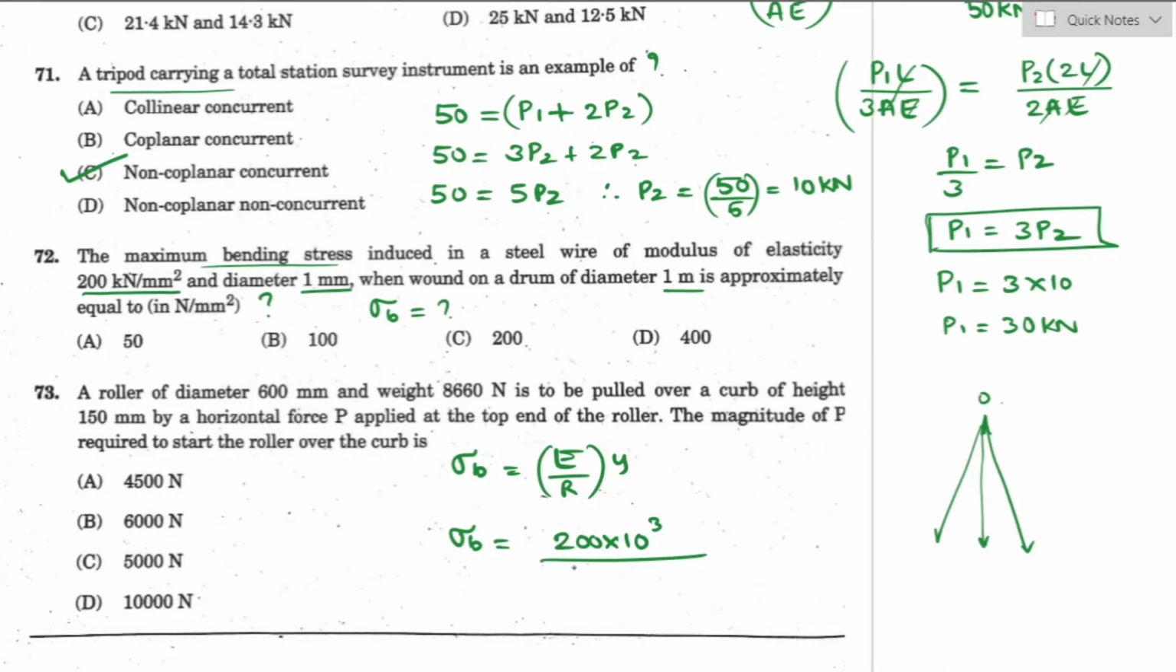So it is 1000 divided by 2. Diameter is given as 1 meter. So it is 1000 divided by 2. Y is 1 by 2. Therefore, the maximum bending stress will be 200 Newton per mm square. So option C is the right answer.